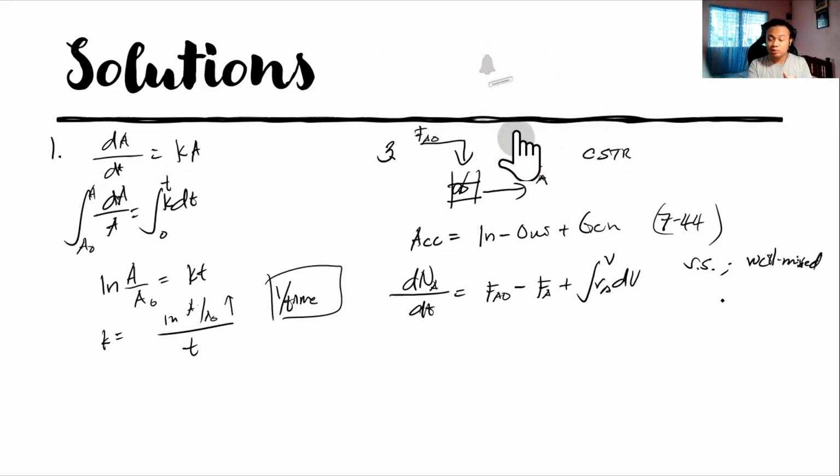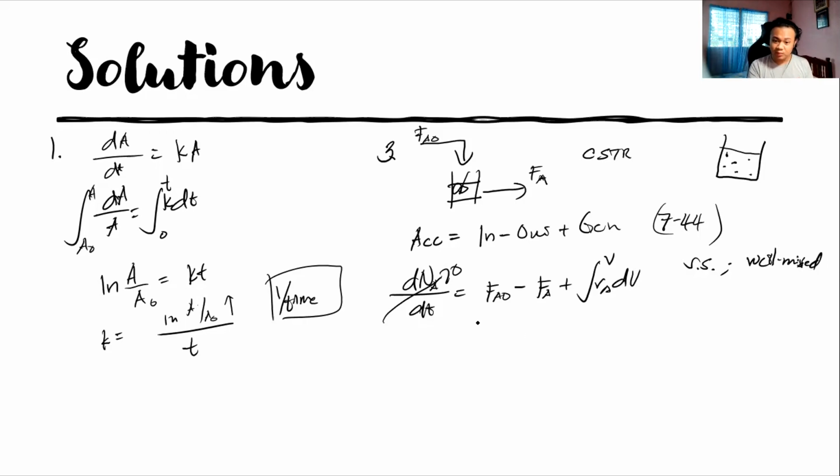Okay, so what do these assumptions mean? If we say steady state, it means the accumulation term is 0. And if we say it is well mixed, it means the composition in the CSTR right here is the same as right here, right here, right here. So it is uniform all throughout, meaning there will be no variations in the volume here.